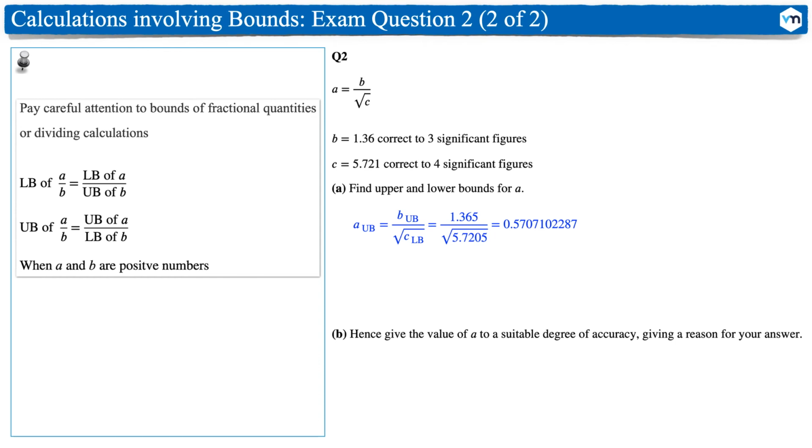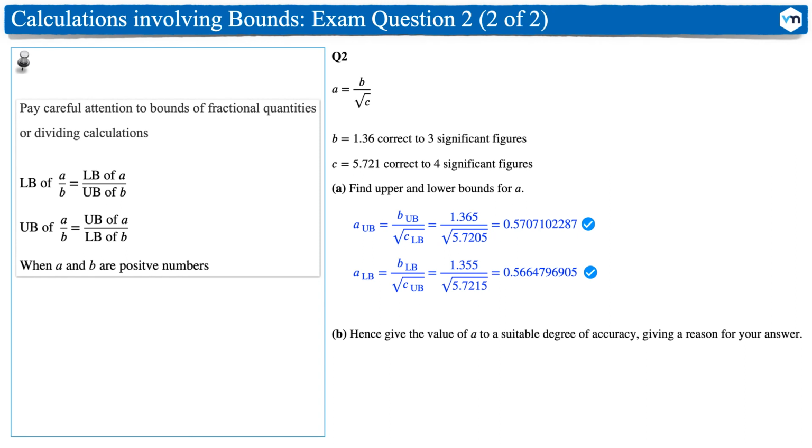In a similar way, the lower bound for a is equal to the lower bound for b divided by the square root of the upper bound for c, and this equals 1.355 over the square root of 5.7215, and this gives 0.5664796905.